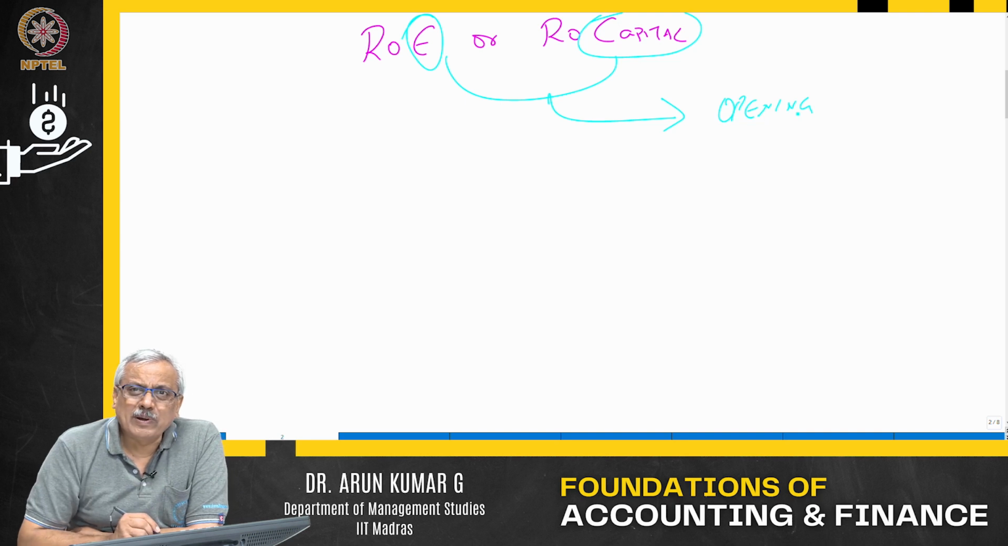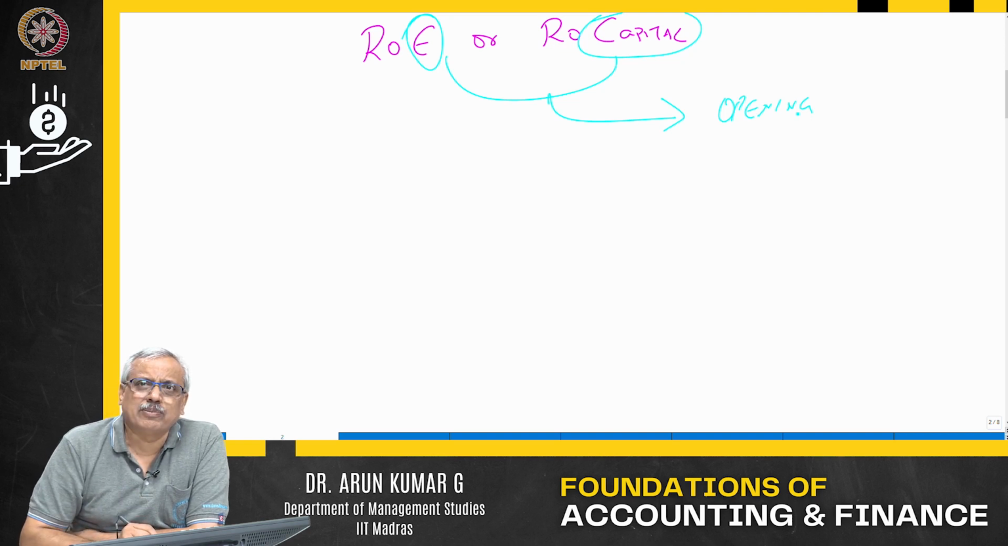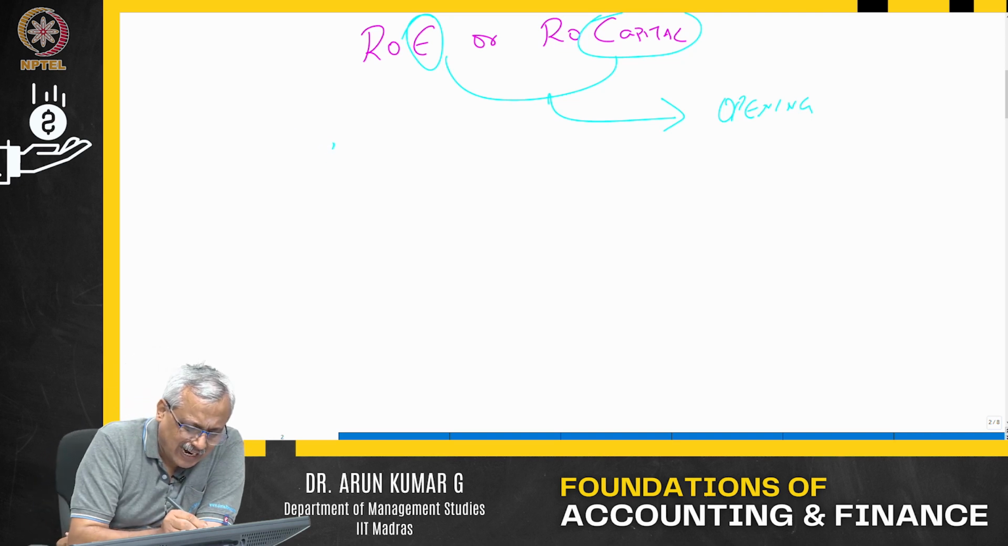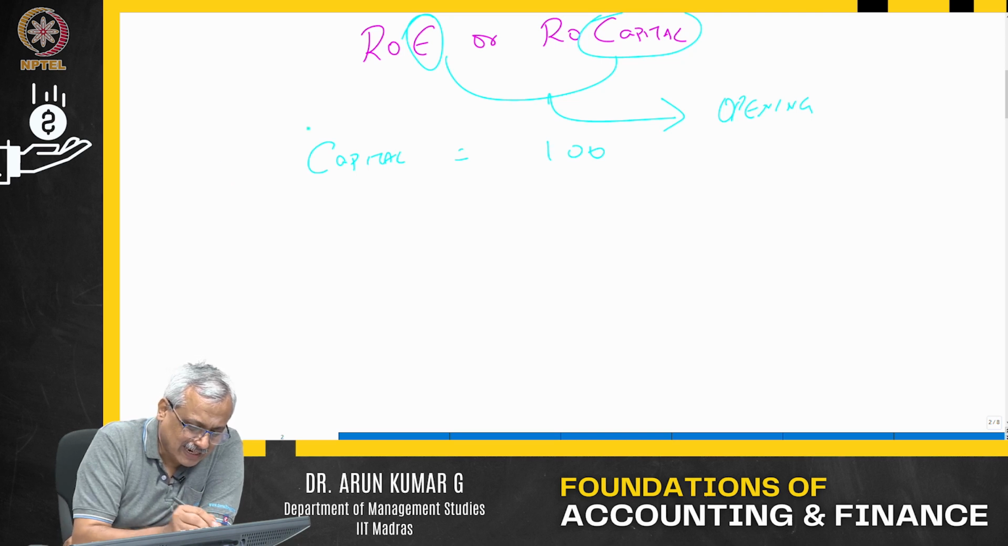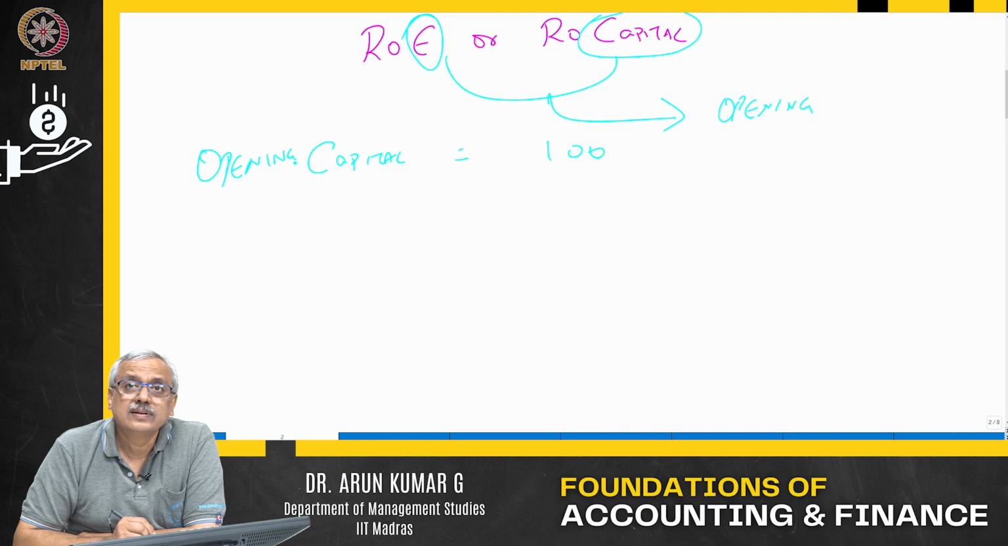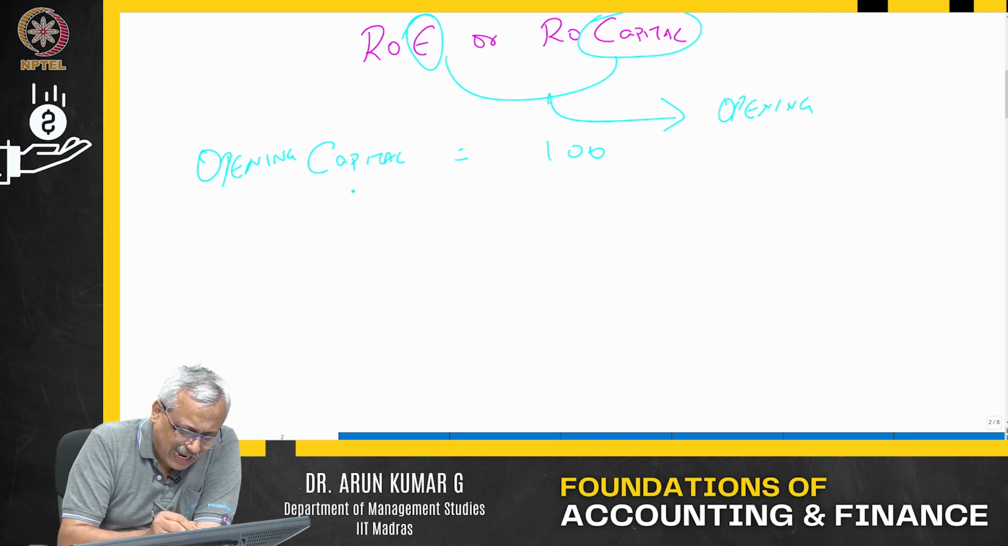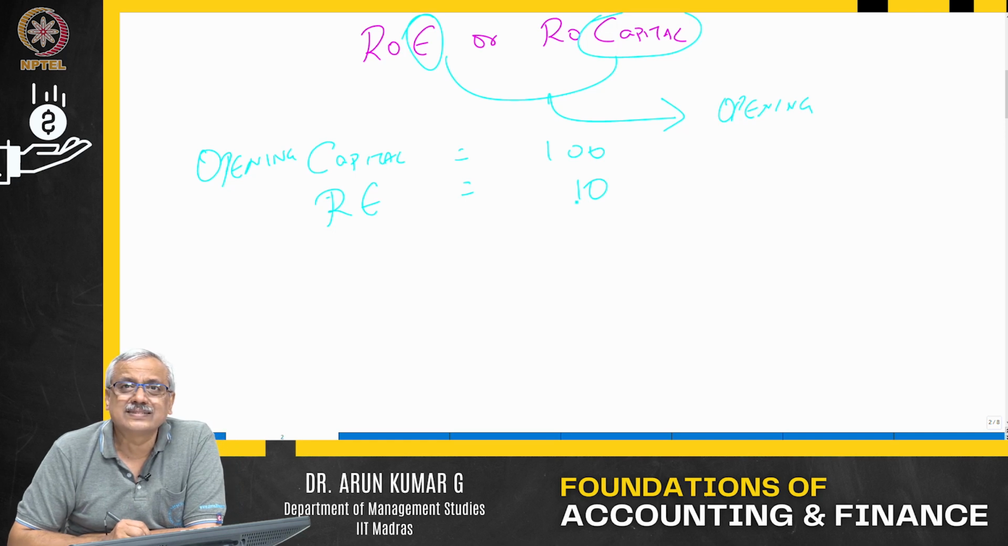Why do we take opening? Because closing capital will include the profit for the current year. Let me take an example. I said I start with a capital of 100. That is what we call opening capital. During the year I make a profit, I retain it, retained earnings is $10.